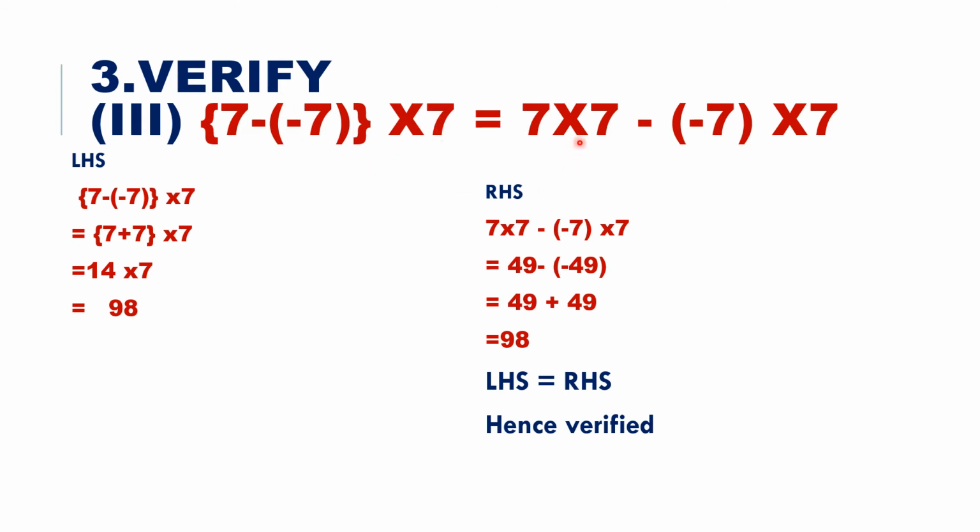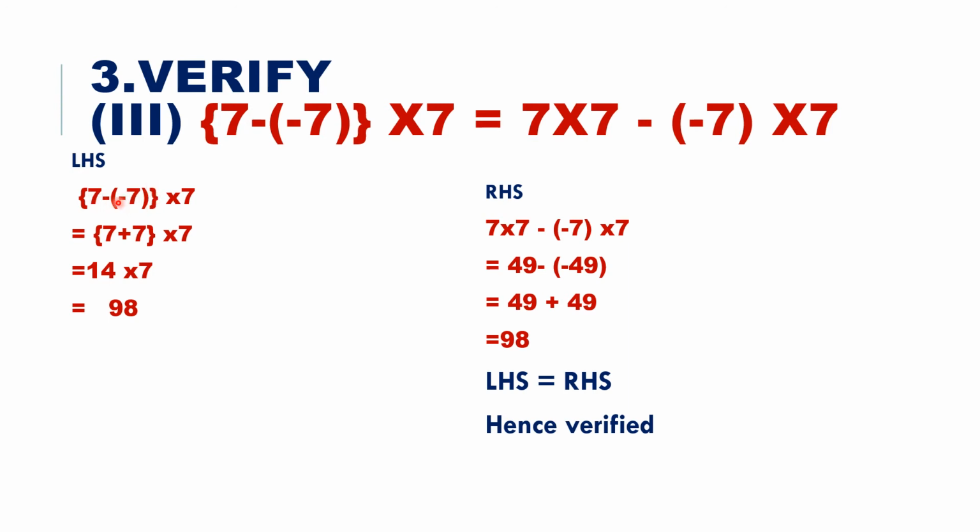So 7 into 7 and 7 into minus 7. And we are putting this minus sign in between them. So that is how it is arranged. So let us solve this first. See, minus and minus are coming together. We have to solve the bracket first.